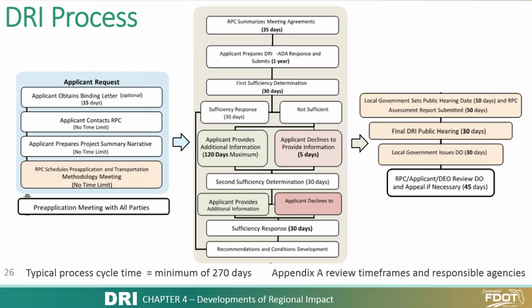So this is important to understand that DRIs, up until now, were approved as development orders. After the final public meeting for a DRI, the local government will choose whether or not to issue the DO for the DRI. After issuance of that DO within 45 days, the RPC, applicant, or DO can choose to appeal the DO or not. If no one appeals the DO, then you have an approved DRI.